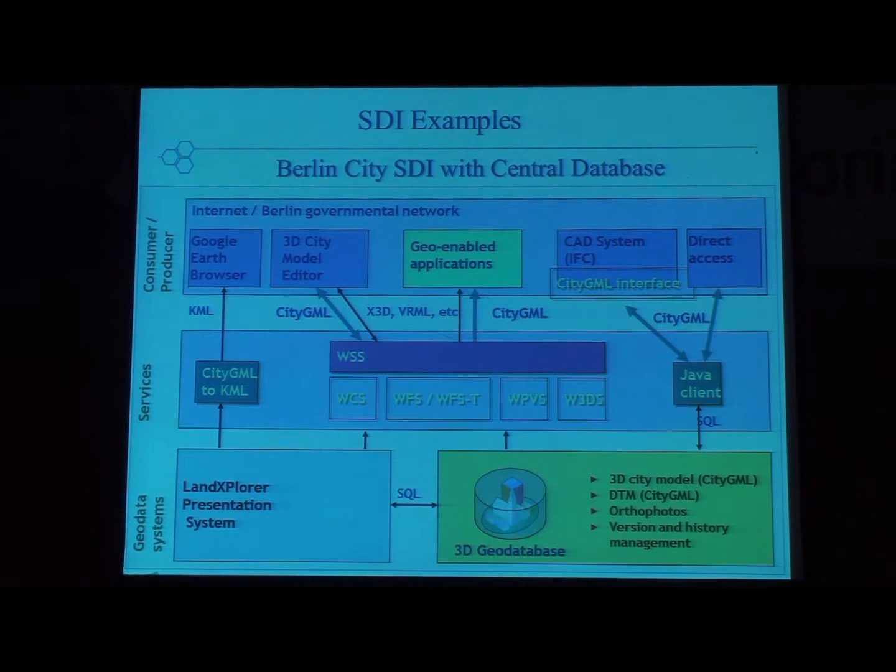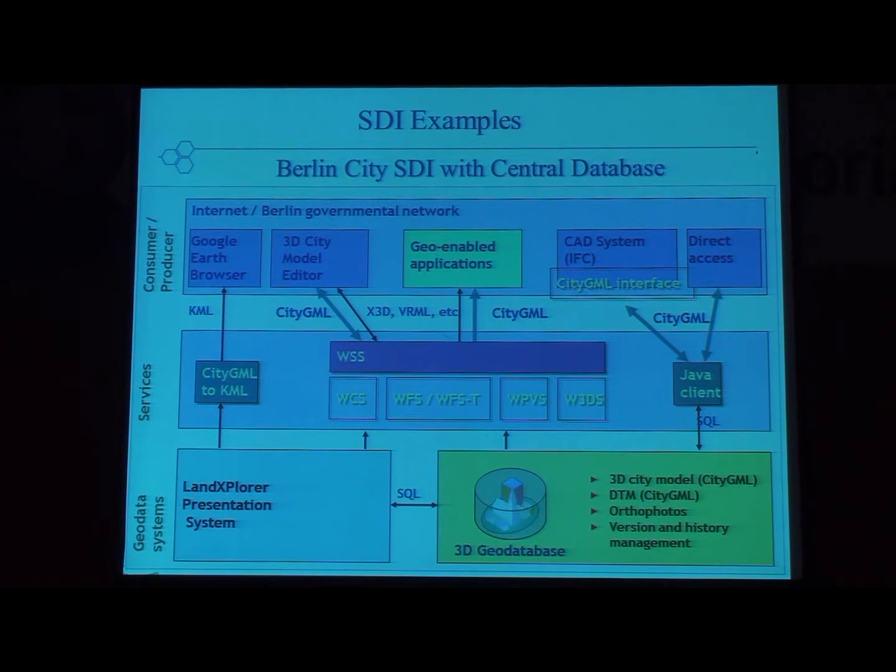Okay, another example is using CityGML in the Berlin City SDI. This is an example with a central database, so not many distributed databases. And so the architecture in this case is different. There are several web services, but one main 3D geodatabase. So there are different architectures, of course, that you can have for a spatial data structure. Several heterogeneous databases or a central repository.